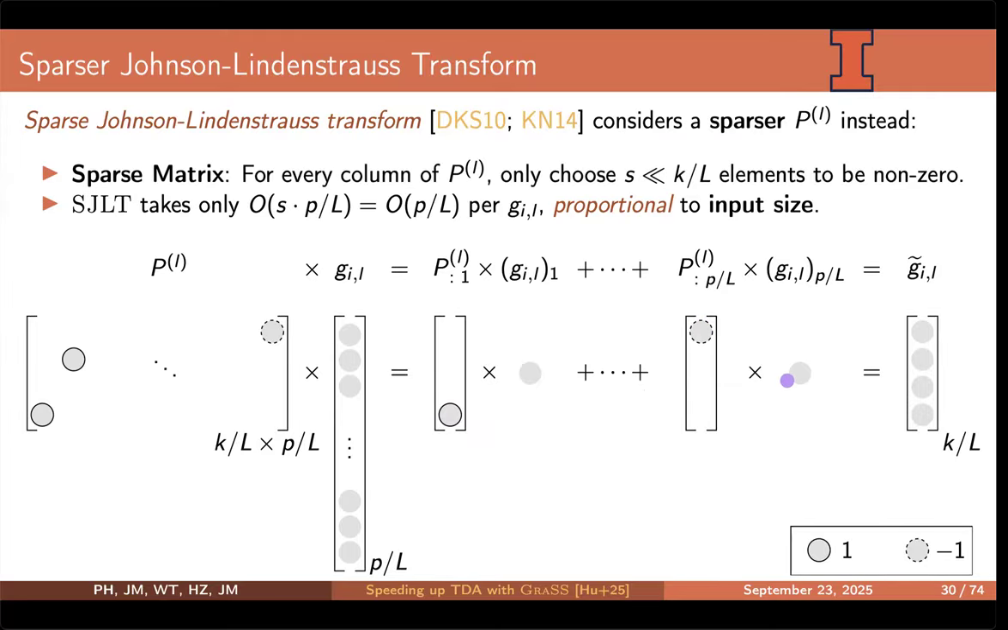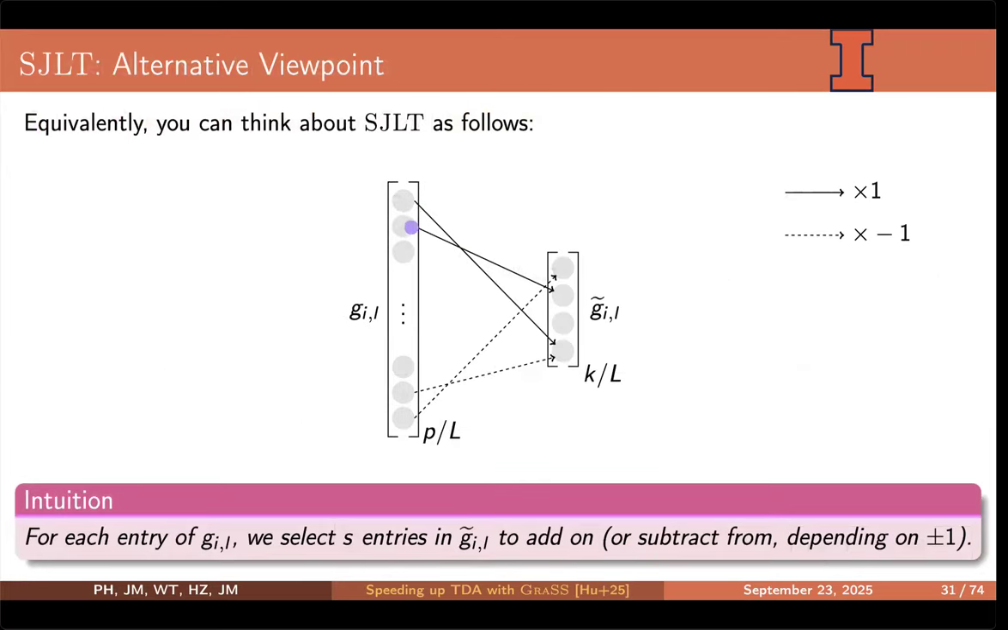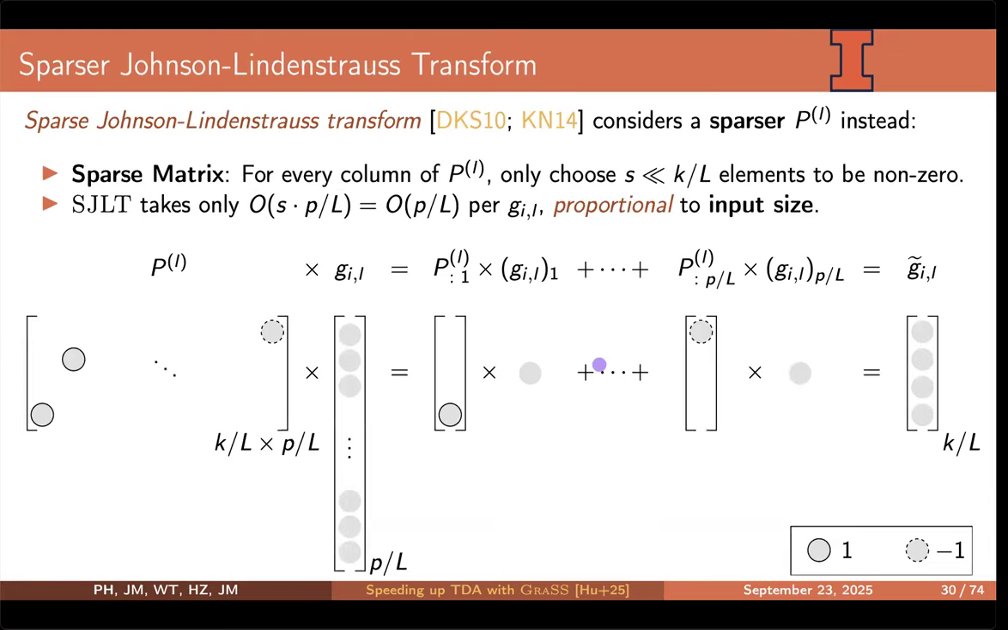If you really think about this, you should be convinced that this is equivalent to the following. For each entry of your inputs, or of your gradients, you are randomly selecting one of the output dimensions, and you either add it to or subtract it from your output gradients. Think of your output gradient as initialized to 0, and you iterate through each dimension, randomly select one of the output dimensions, and either add to or subtract from it. If you're not convinced, pause and compare this slide and the previous slide to convince yourself this is exactly what's happening in SJLT.